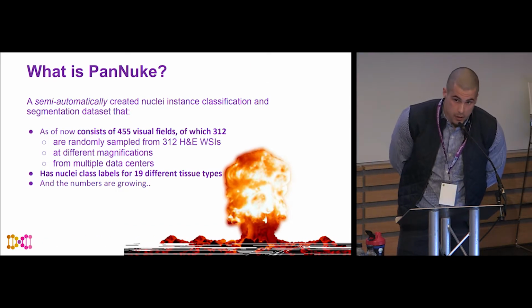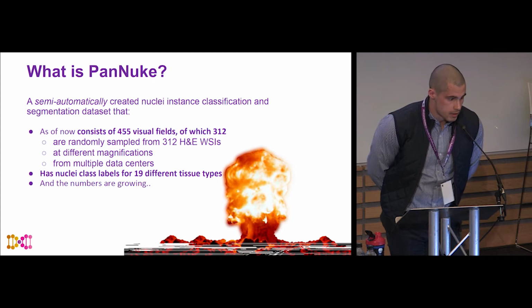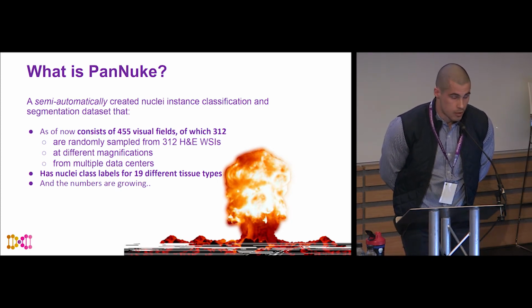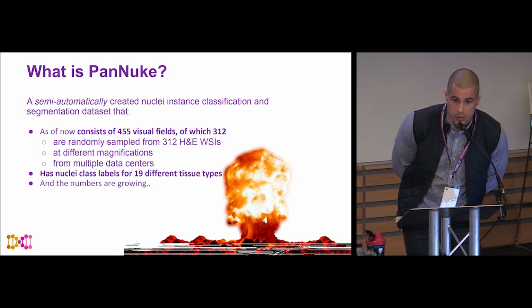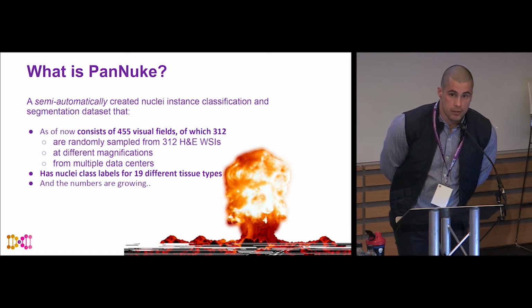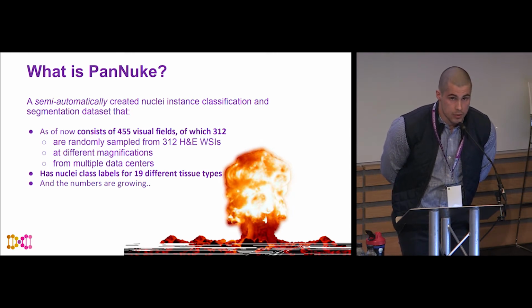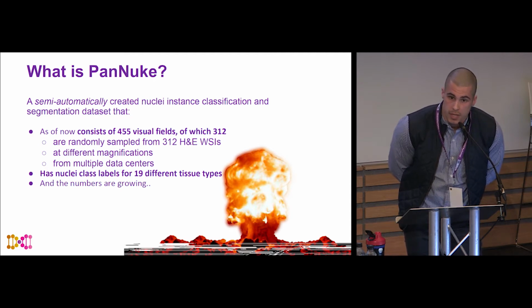So what is PanNuke? It is a semi-automatically created nuclei instance classification and segmentation dataset, which consists of 455 visual fields, of which 312 were sampled from different whole slide images at different magnifications and from different data centers. It has nuclei labels for 19 different tissue types, and we continue to grow the size of this dataset.